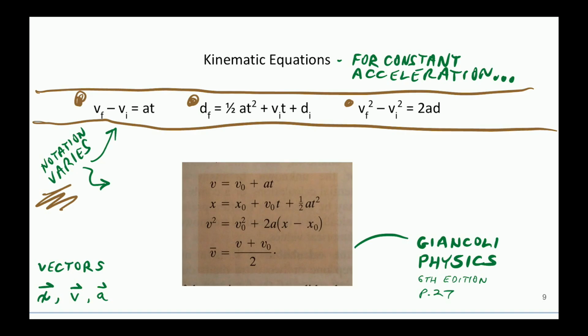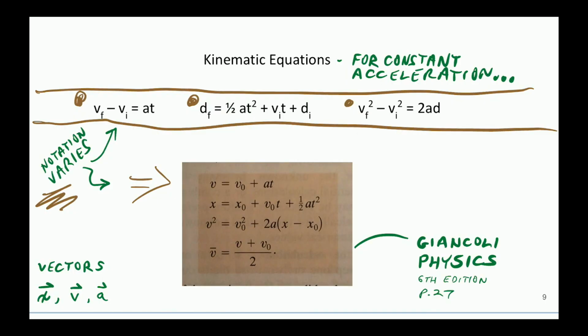I tend to use this one on the bottom. I got it from the Giancoli Physics 6th edition. Let me hold that up for you. You may have seen this book. I'm a huge fan of this book. Highly recommend that you browse around, learn what you can. There's a lot of good stuff in there, including page 27, where you will see these equations written.